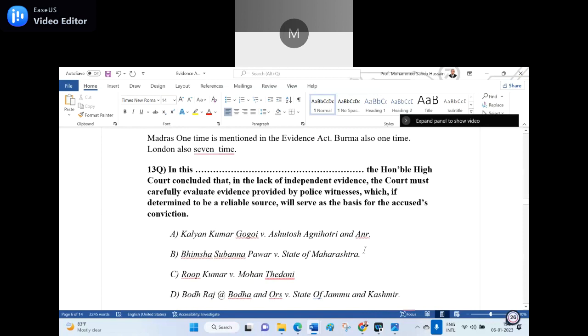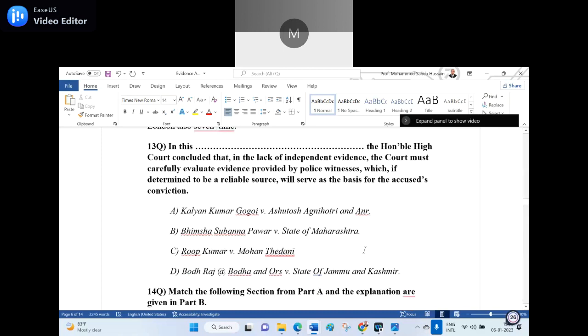In this dash, the Honorable High Court concluded that in the lack of independent evidence, the court must carefully evaluate evidence provided by the police witnesses, which, if determined to be a reliable source, will serve as the basis for the accused's conviction. A. Kalyan Kumar Gogoi versus Ashutosh Agnihotri and another. B. Bhimsha Subanna Power versus State of Maharashtra. C. Rup Kumar versus Mohan Tedani. D. Both Raj and Buddha and others versus State of Jammu and Kashmir.